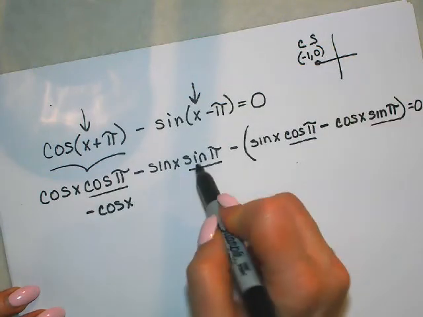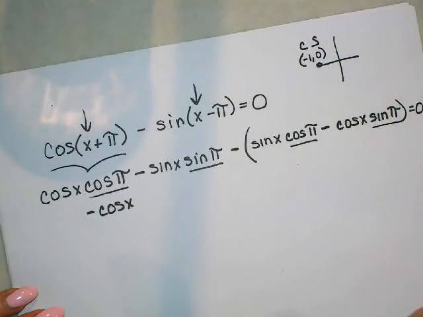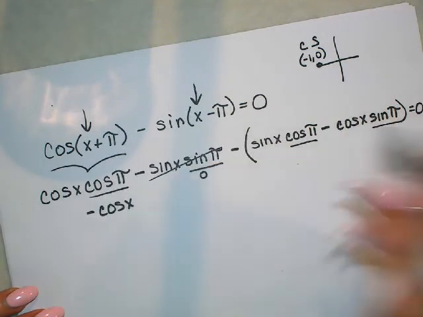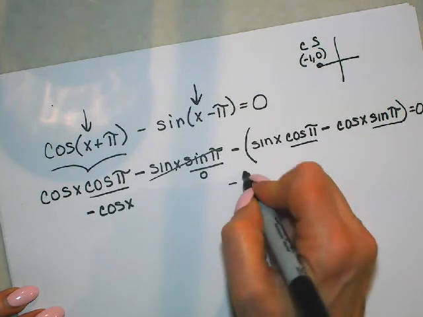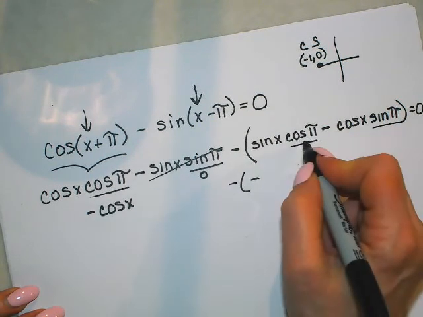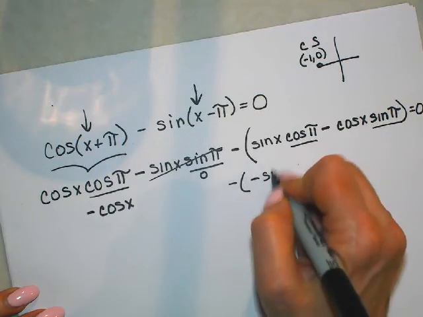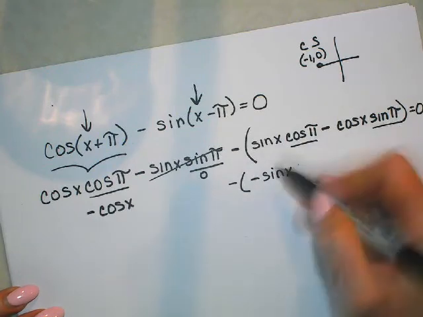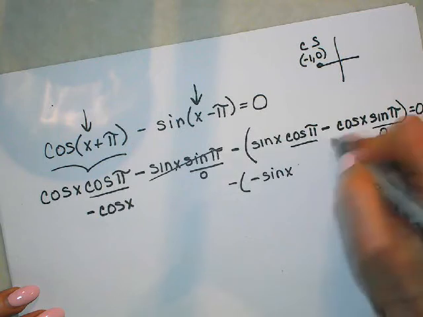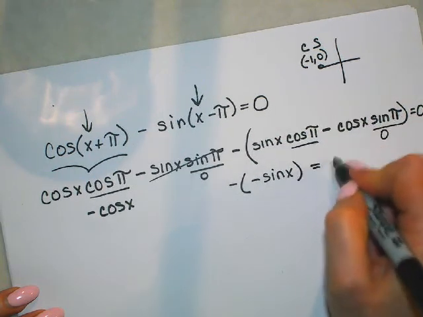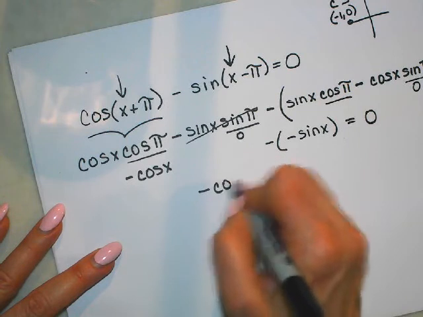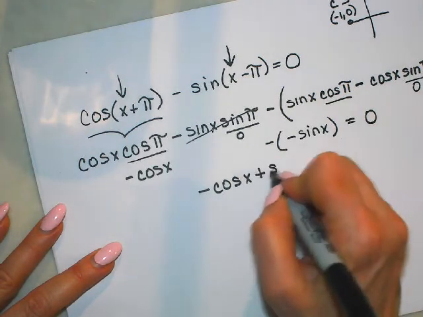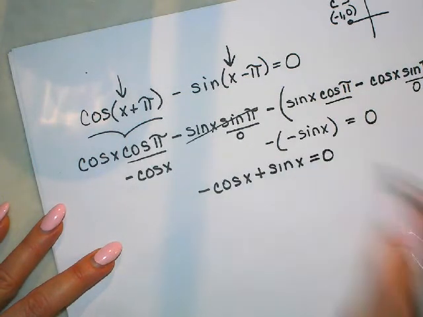I wrote it in front just to make it easier. If the sine of this is 0, 0 times this, the whole thing cancels out. Bye-bye, it's gone, because this is 0. 0 times that is just going to cancel out. This is going to be -1. So this, I'm going to still leave it in parentheses for a second. If this is -1, this becomes negative sine x, all right? If this is still 0, this is gone. This is 0, 0 times that, it's gone. So equals 0. When I clean this up to be a little prettier, negative cosine x plus sine x equals 0.